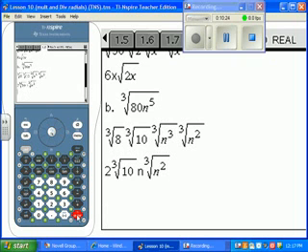Okay, so now I've got all of this. Do I want to leave it written like that? How am I going to write it? 2n cubed root of 10 n squared. That's an R.